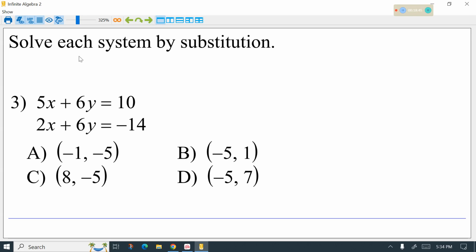Okay, so go ahead and try this one. Let's see if you can check your answer. What is the solution to this system of equations? All right, 3, 2, 1. The answer is C.